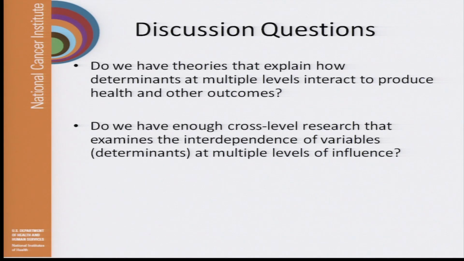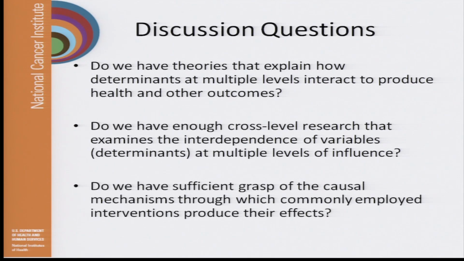The second question is, do we have enough cross-level research that examines the interdependence of variables or determinants at multiple levels of influence? What I think we need more of is cross-level research. So if we're going to stick with the ANOVA framework and think about multi-level modeling, we need to not only focus on which level explains the most variance or which factors at any given level explain the variance at that level, but we really do need to be looking at cross-level effects in order to understand the interaction of causal factors at different levels of influence.